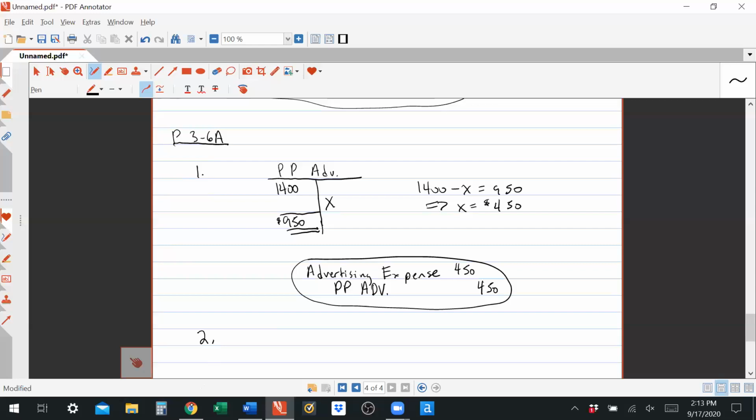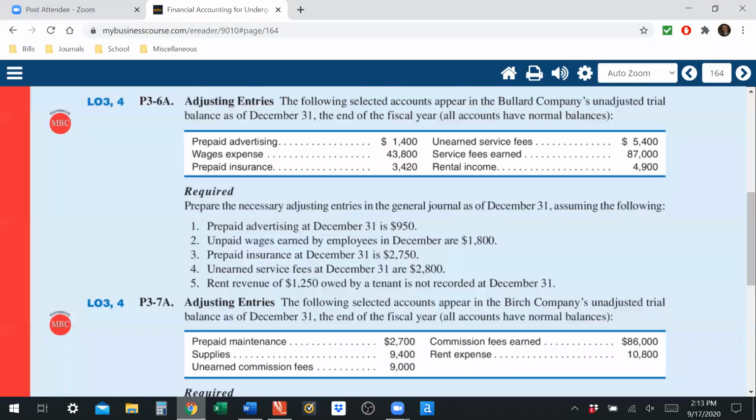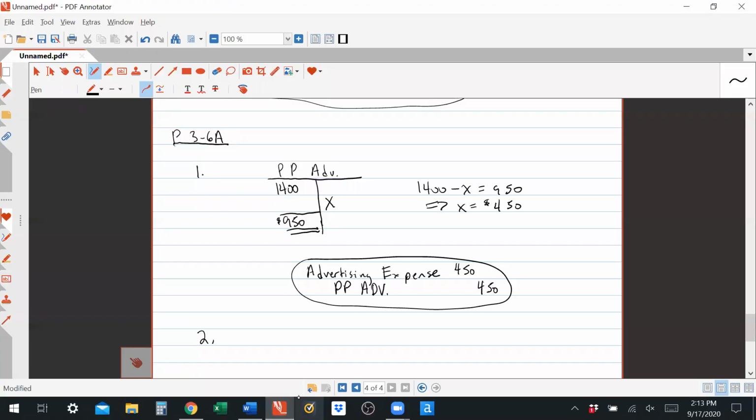Those are the economics behind the transaction. Unpaid wages earned by employees in December are $1,800. Oh, we have a question. When you say, would this be an accrued example, Vince, do you mean would number 1 be an accrued example, or are you asking about number 2? Number 1.